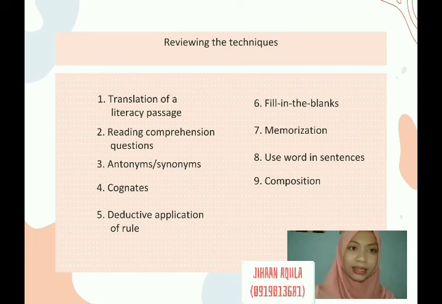And then last, composition. The teacher gives the student a topic to write about in the target language. The topic is based upon some aspect of the reading passage of the lesson. Sometimes, instead of creating a composition, students are asked to prepare a précis of the reading passage.